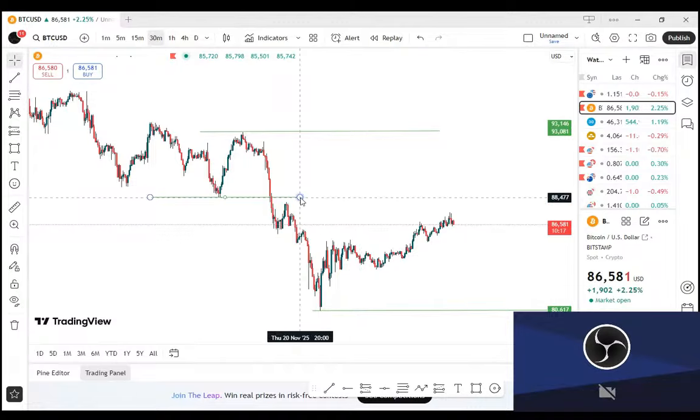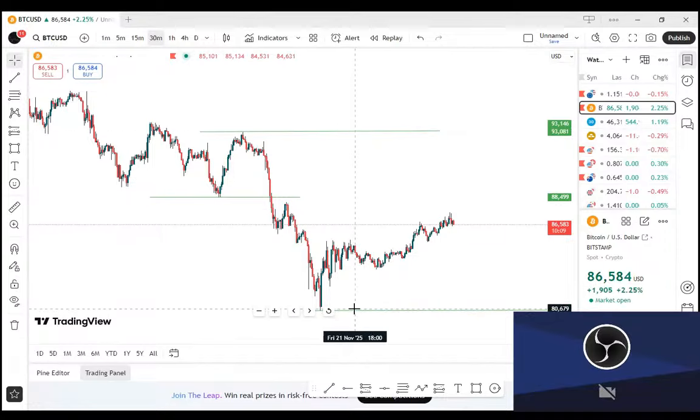Your key zones where you're looking for price are here. This is your point of interest. This is your point of interest. And this is your point of interest. So where you're marking out are your points of interest.